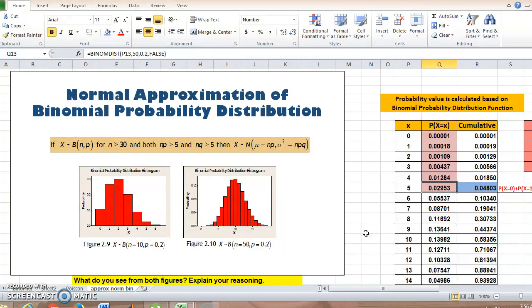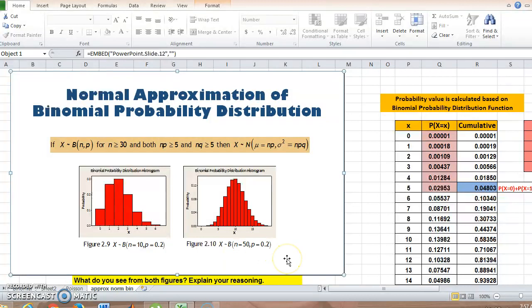Yes, you may see that the shape of the probability distribution histogram in figure 2.9 is skewed to the right, and in figure 2.10 the shape is approximately normal. What else do you observe? You observe that the probability of success p for both figures are equal. However, the number of trials are different.